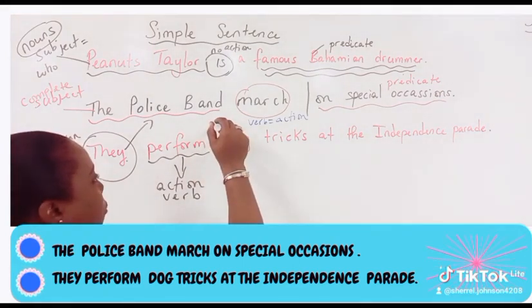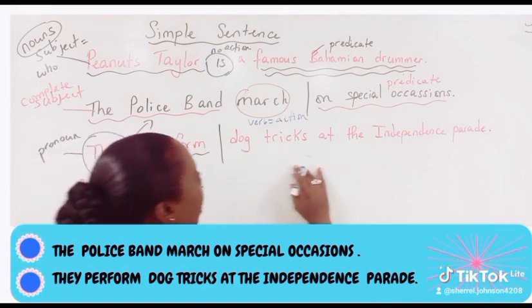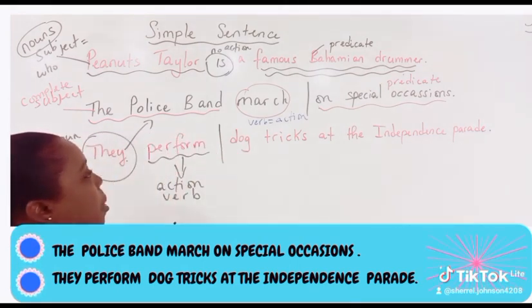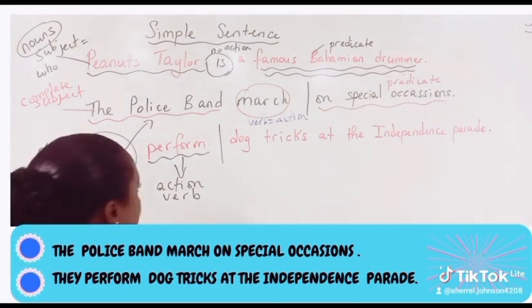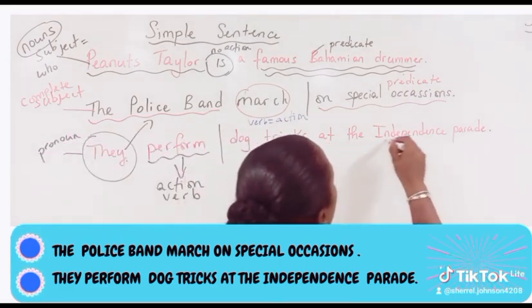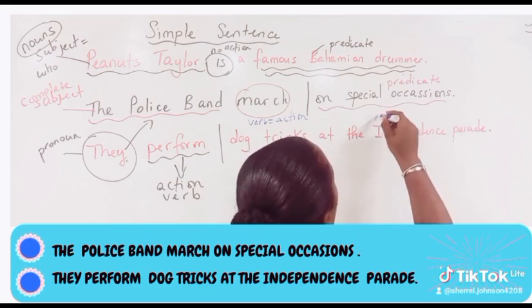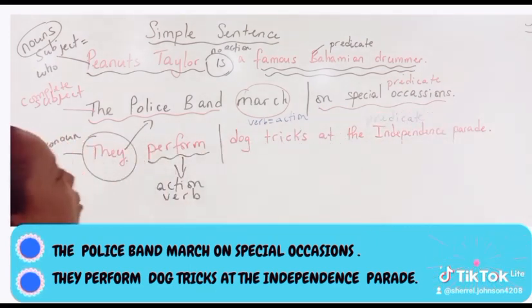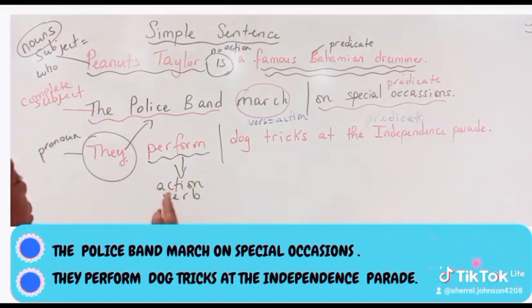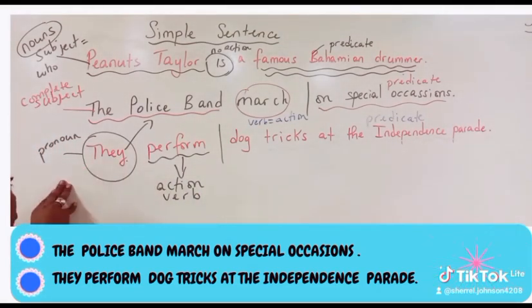After our verb, we're going to look for everything after the verb, and we're going to call that the predicate. So a simple sentence has a predicate, a verb, and a subject.